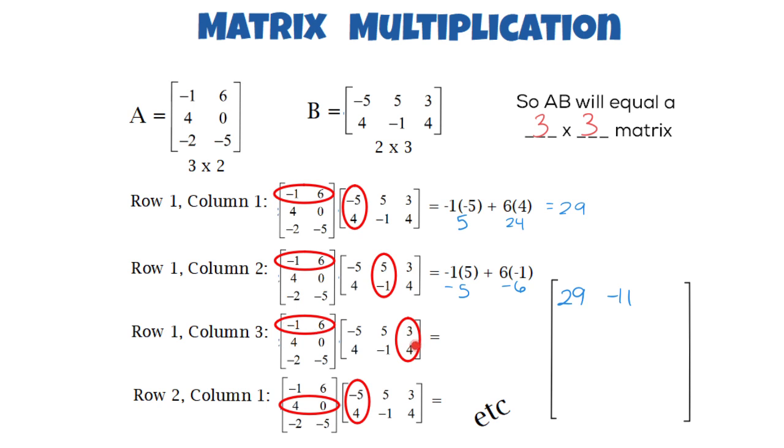First row, third column. So -1 times 3. I'm going to at least just do that in my head. -1 times 3 plus, then I have a 6 times a 4. So that's going to be a 21 that goes there.